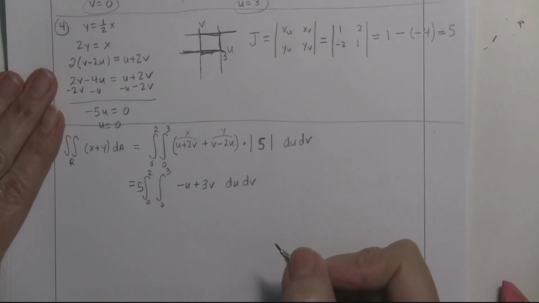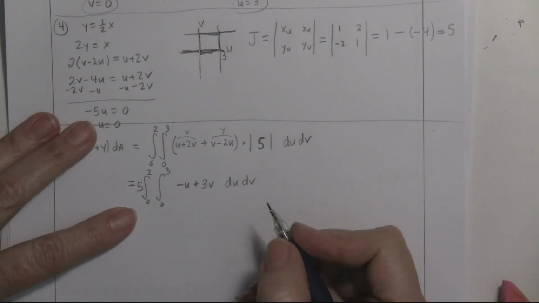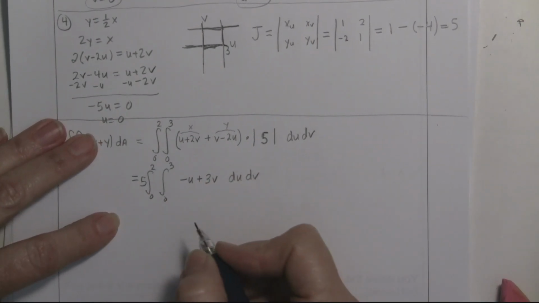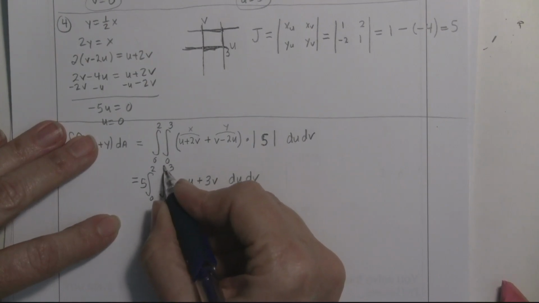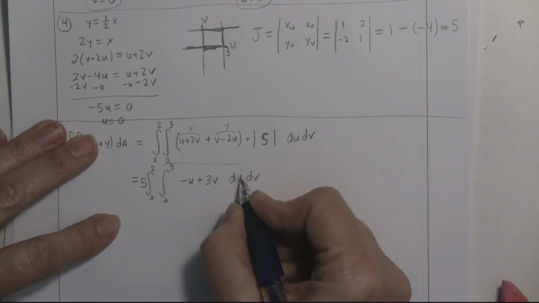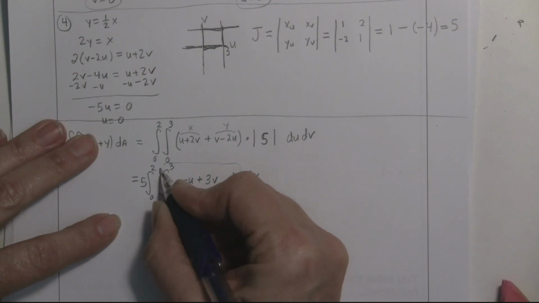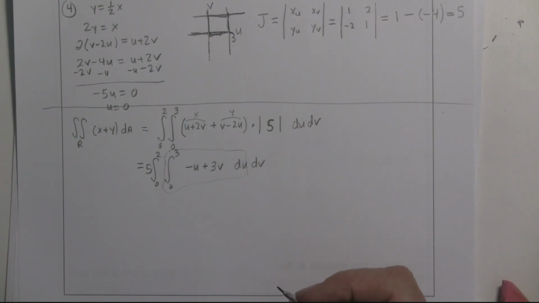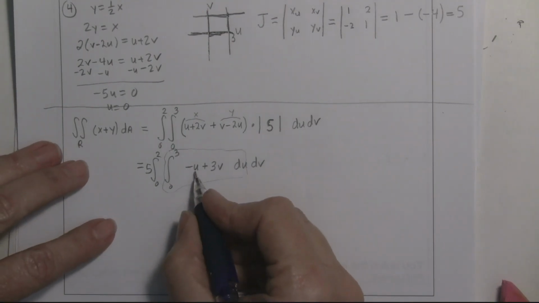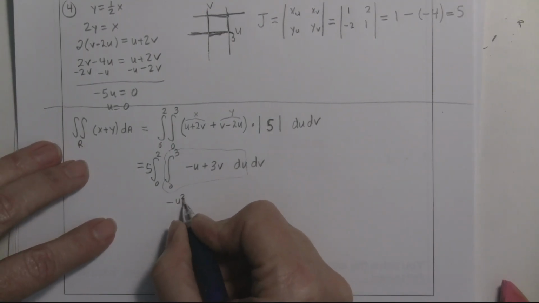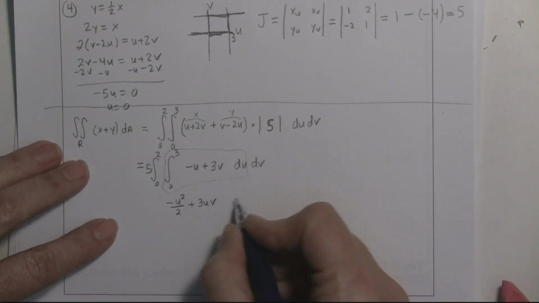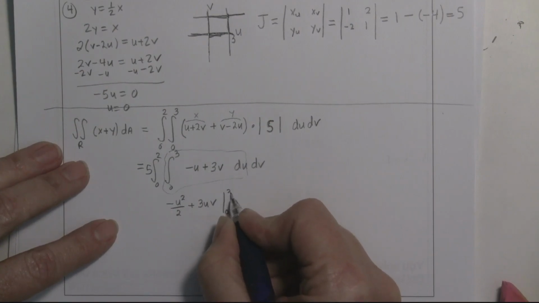Okay, so I'm going to integrate this with respect to u first. And as I do that, I like to put a box around it because I'm kind of a boxy kind of person. And no, I cannot put the 3v out in front. When I integrate that, 3v is a constant, and I'm taking the integral with respect to u. I have to really tell myself that. So this is going to be negative u squared over 2 plus 3uv, and u goes from 0 to 3.